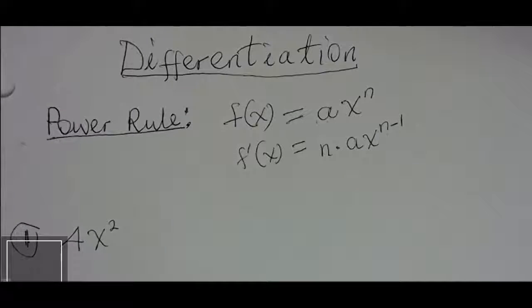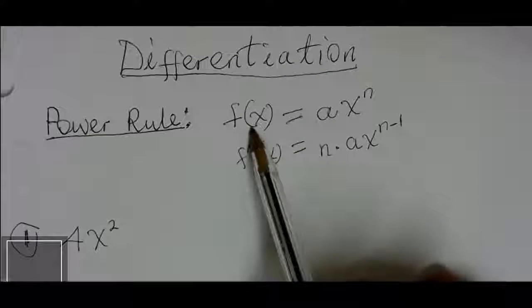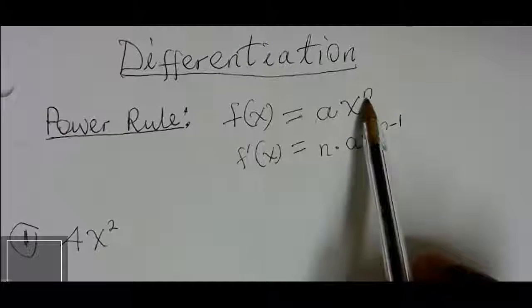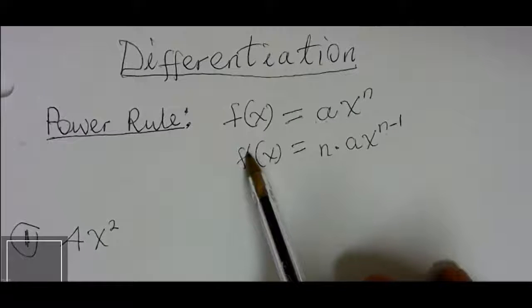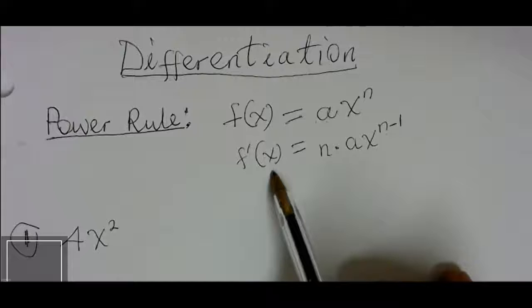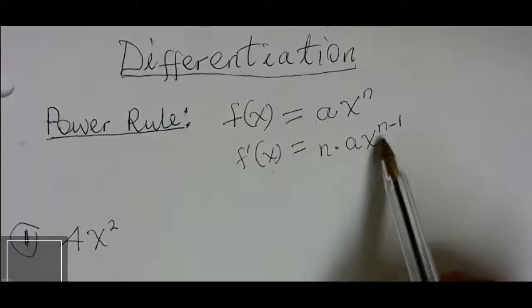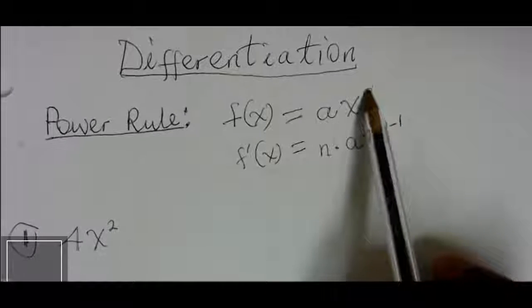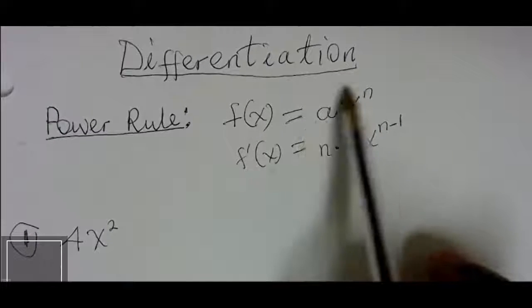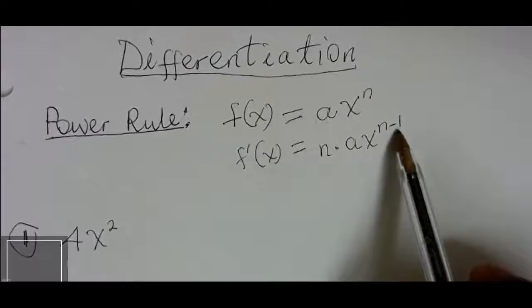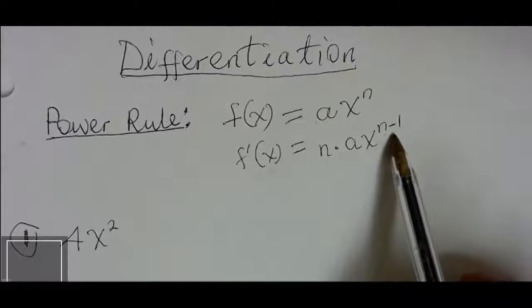In this video we will be looking at the power rule for differentiating functions. The power rule says if f of x is ax to the power n, then f prime of x, which is the derivative of f of x, is going to be n times ax to the power n minus 1. So we bring down the exponent to multiply the function, and then we subtract 1 from that exponent.